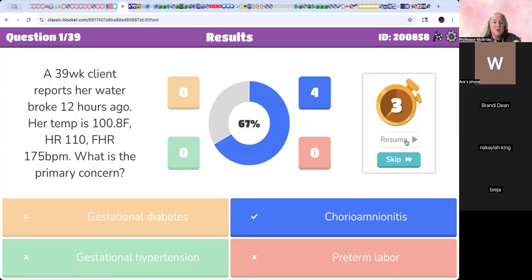Temperature. Okay, so she has a fever. What else? The baby's fetal heart rate. Good. Yep. So baby and mom both can be tachycardic when mom has a fever and when mom has infection. Good. So fetal heart rate. Also, mom's heart rate was elevated. What else with chorioamnionitis might we see besides these? 12 hours of water broken. Okay, yeah, it's been 12 hours. That will introduce infection.